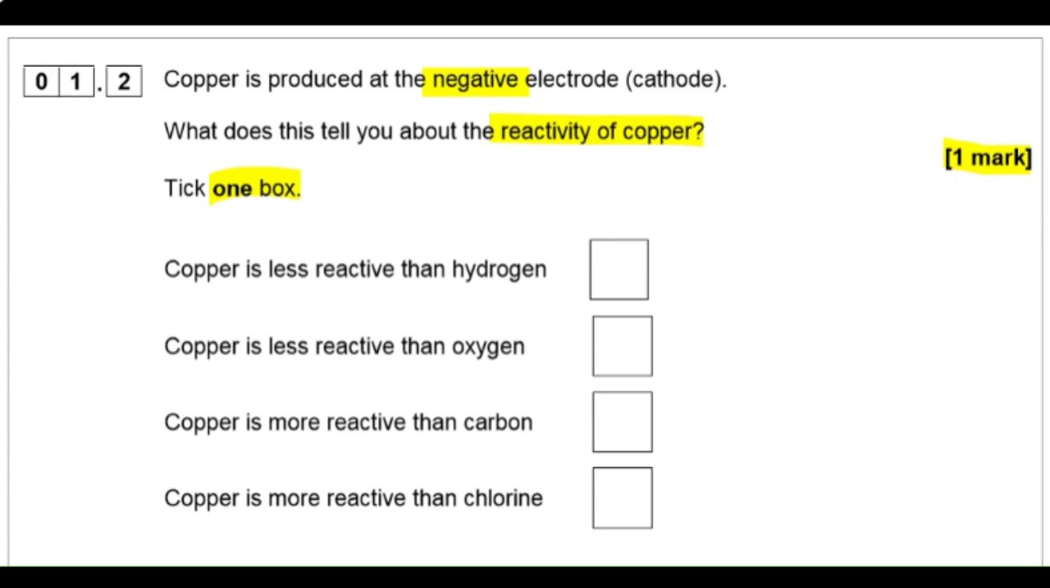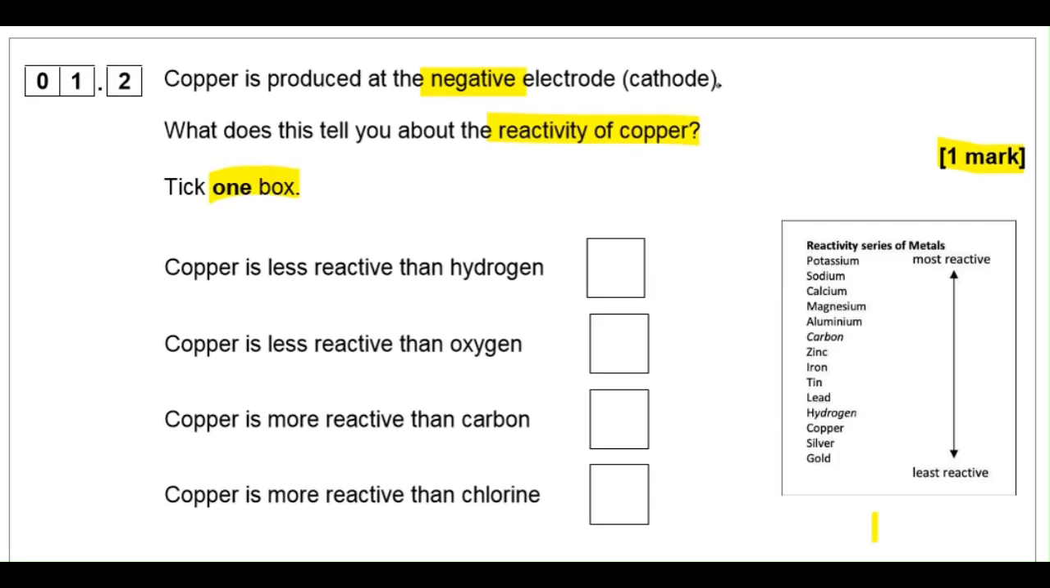What we must remember from our work on electrolysis, at the negative electrode, the less reactive element is discharged. And in aqueous solutions, the key to this is hydrogen gas. So if the element is below hydrogen, then the element itself is discharged. If the element is above hydrogen, then hydrogen is discharged. Therefore, copper is less reactive than hydrogen. Tick the first box. Next question.